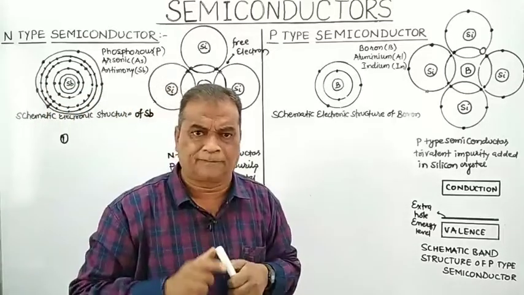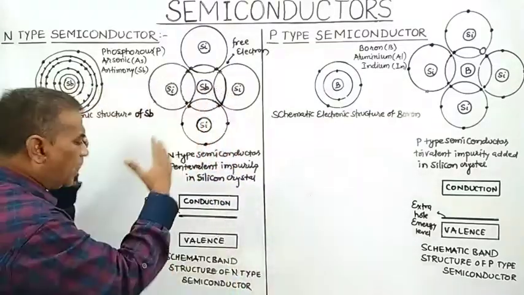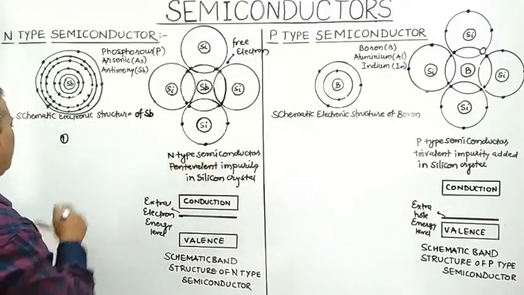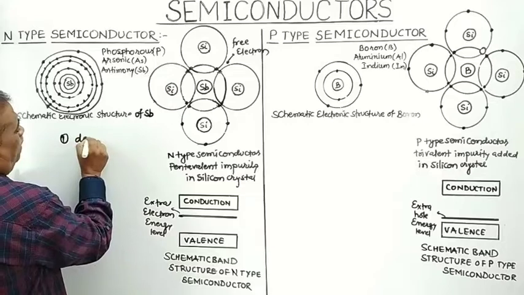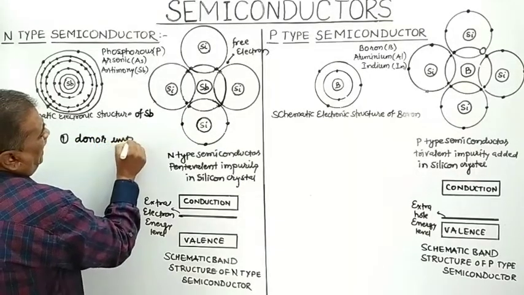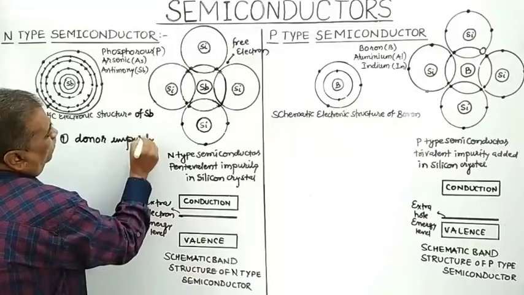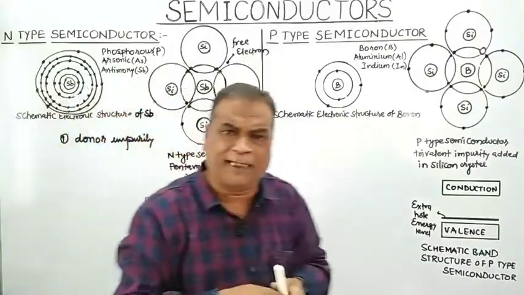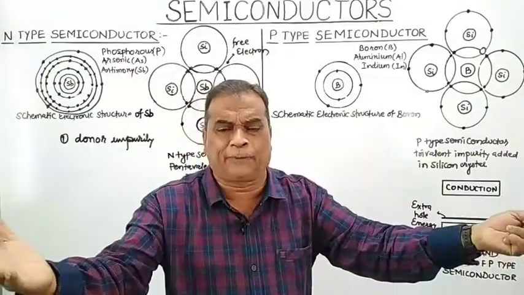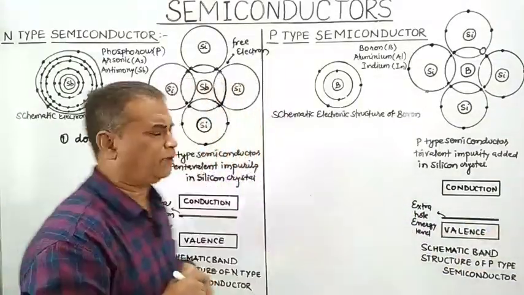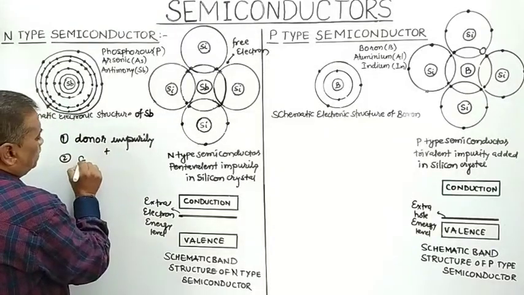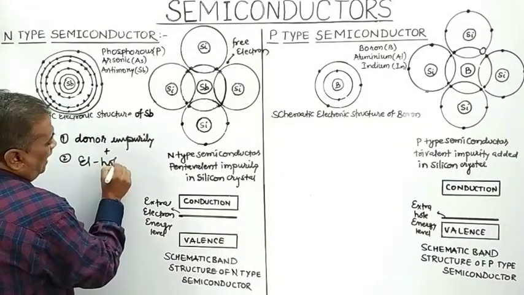Number one, the availability of free electrons for conduction of electricity depends on the number of donor impurity atoms added to it. The more donor impurity atoms added to a silicon crystal, the more free electrons will be available for conduction of electricity. In addition to this, electron hole pairs are produced.